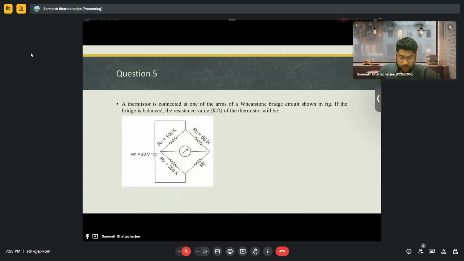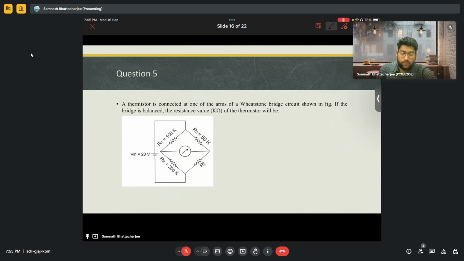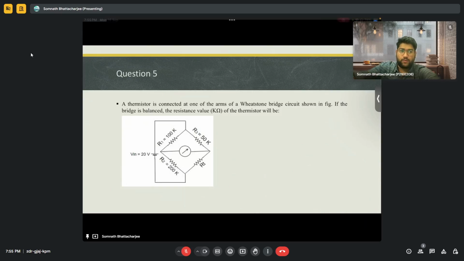We move on to the next question, that is a thermistor is connected at one of the arms of a Wheatstone bridge. So why should we move to that one? Based on the sensor temperature, there was a variation in the sensor resistance in those cases. So to avoid those things, we need to move on to a Wheatstone bridge structure.